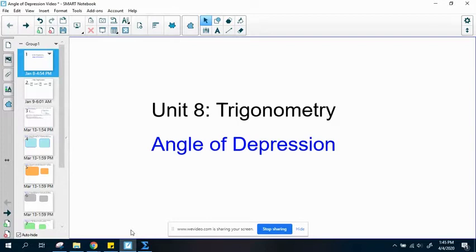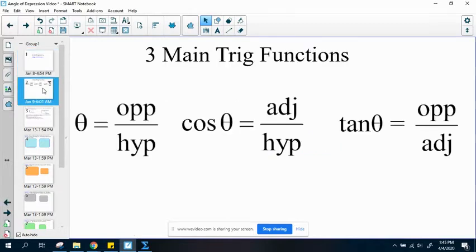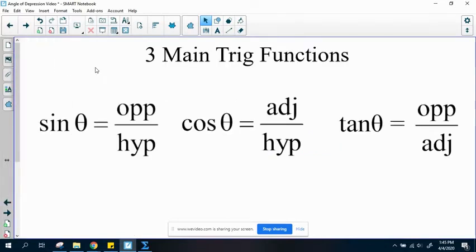This video is going to teach you Unit 8 trigonometry, all about the angle of depression. So you should have already watched the video about angle of elevation, so it's very similar, except we're going to talk about the angle of depression. Once again, you need to know the three main trig functions. So sine is opposite over hypotenuse, cosine is adjacent over hypotenuse, and tangent is opposite over adjacent.